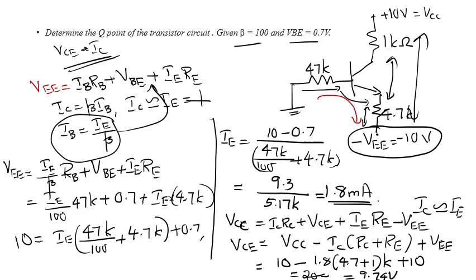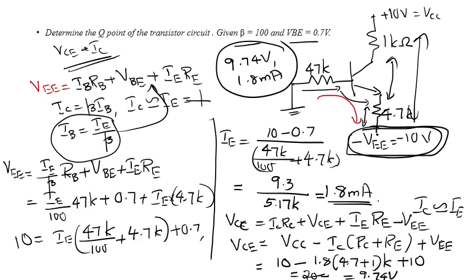So your Q point of the circuit is VCE equal to 9.74 volt, and the corresponding IC value is 1.8 milliamp. And this is the answer to the problem. So when a minus VEE comes in the circuit, you have to include that one in the output loop.